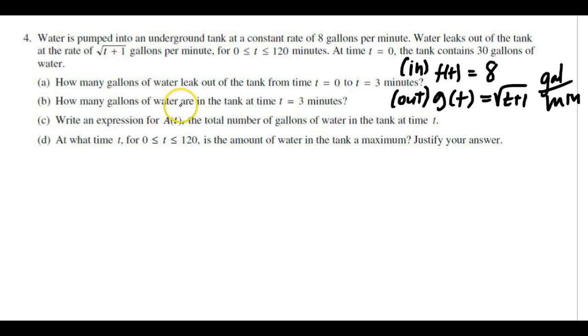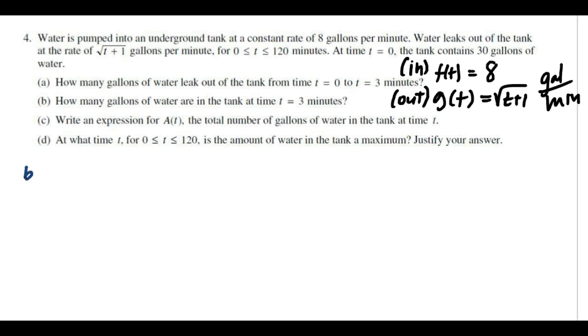How many gallons of water are in the tank at time t equals 3 minutes? This one is sort of a tricky one. At the start, there were 30 gallons of water in the tank. So now we have to take that into consideration because we want to know how many gallons are in the tank at 3 minutes, and that depends on how many there were to begin with.